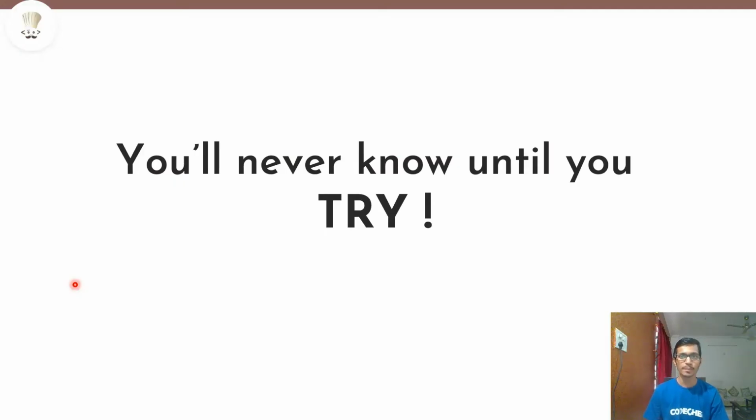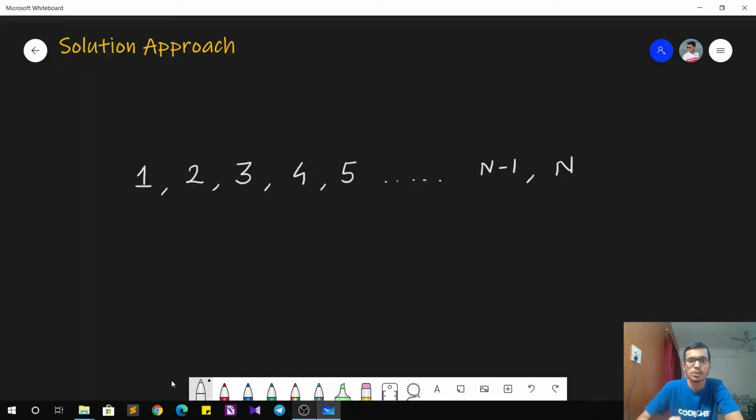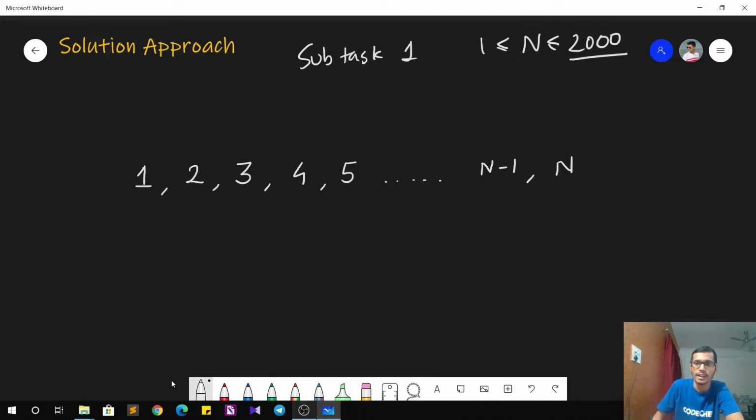At this point, I would like to mention that if you haven't yet tried the question, give it a try and then come back to the video and continue with the editorial. To begin with our solution approach, observe that the constraints for subtask 1 are very small. That is, for subtask 1, it is given that n lies between 1 and 2000. That is, the upper bound on n is very small.